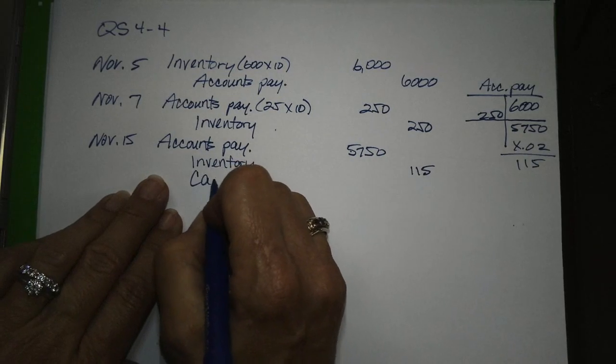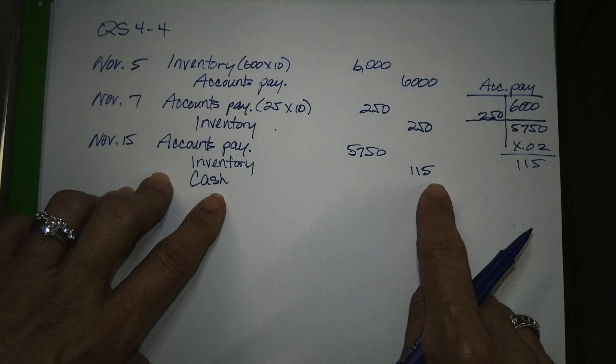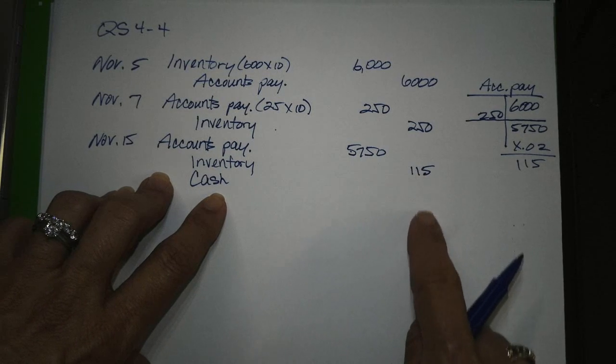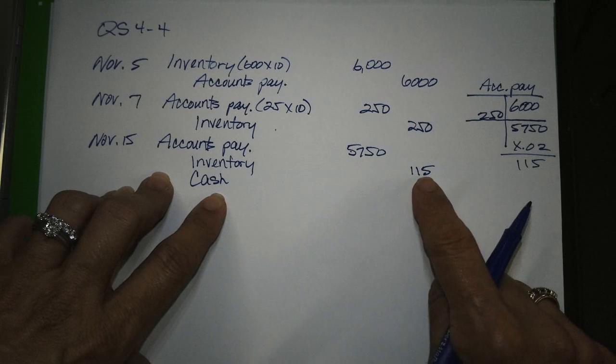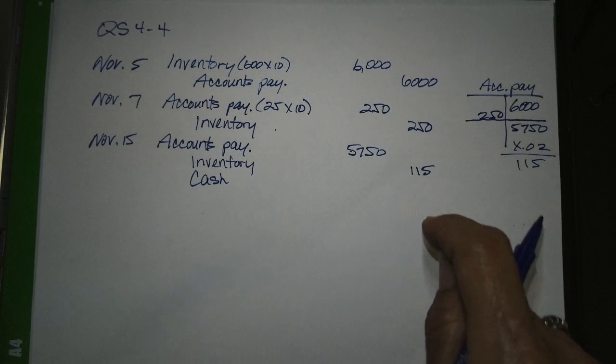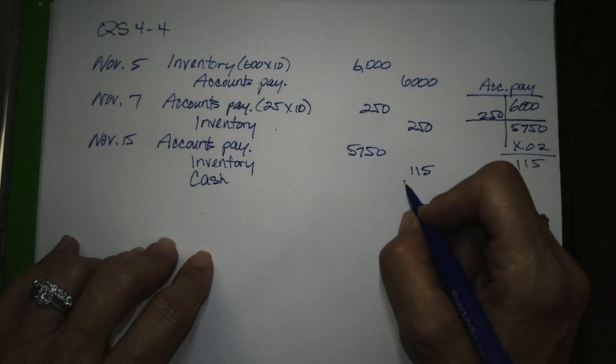Then I figure what I'm going to pay in cash, because I'm going to pay in cash the difference to make this a balanced entry. The total bill we owe them minus the discount we get to take means that we're going to write them a check for $5,635.